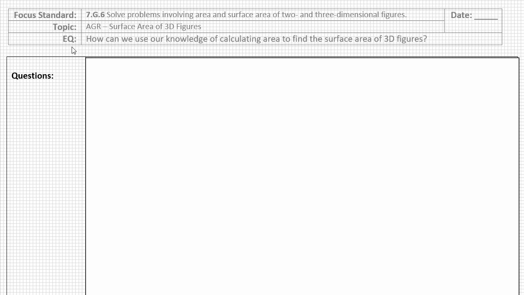Our essential question is, how can we use our knowledge of calculating area to find the surface area of 3D figures? Please take a moment, pausing the video if you need to, to copy down the topic and the essential question in your header, along with today's date, set up your question column and your note column, and resume the video when you're ready to begin.